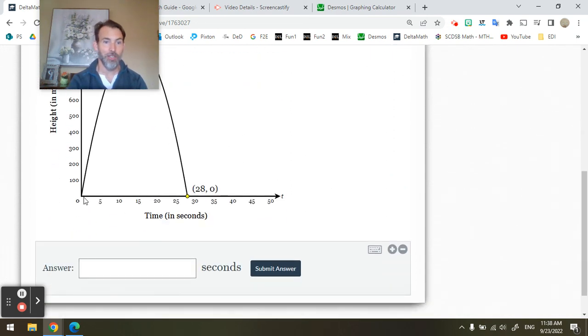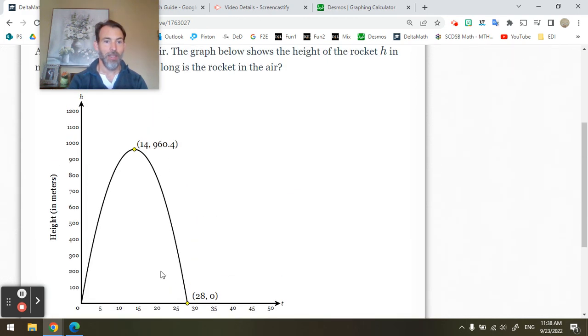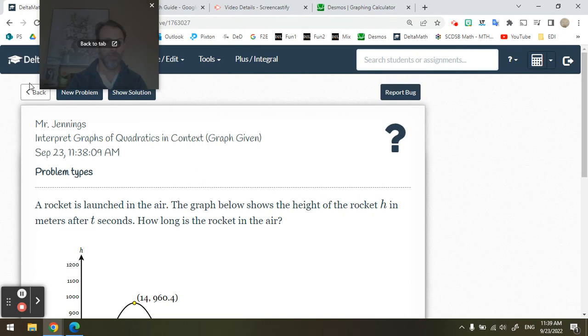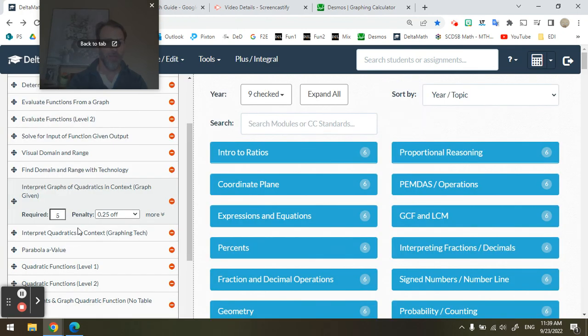Well, again, we're just going to check how long it was up there. It was 28 seconds. If they said what was its maximum height, we would say this. If they said how long did it take to get to its maximum height, you would say that. That's its time. 14 seconds to get 960 meters into the air. So these are these types of questions. But what if they don't give us a graph?